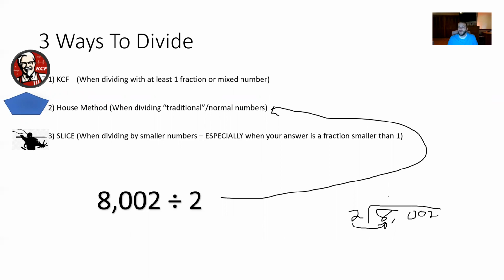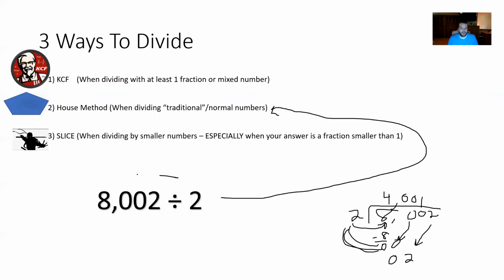Okay, so 2 goes into 8 4 times. There's nothing left over because it went into 8 perfectly. So I could subtract 8 and then pull down the next number, and 2 cannot go into that. So you put a 0 and then you bring down the next number. There's nothing left over. 2 cannot go into that. So you put a 0. And then you bring down the next number. And then 2 can go into that one time. There's nothing left over. So that's 4001.